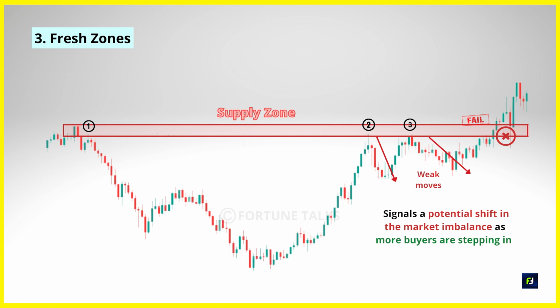Similarly, you can notice how the price left the supply zone after the second and third retracement. The strength of the last 2 moves is weakening, which in turn signals a potential shift in the market imbalance, as more buyers are stepping in, thereby creating a breakout above this supply zone.